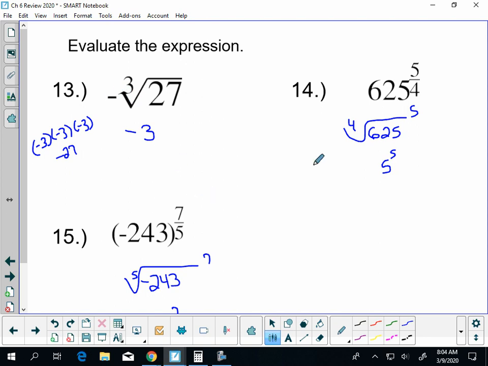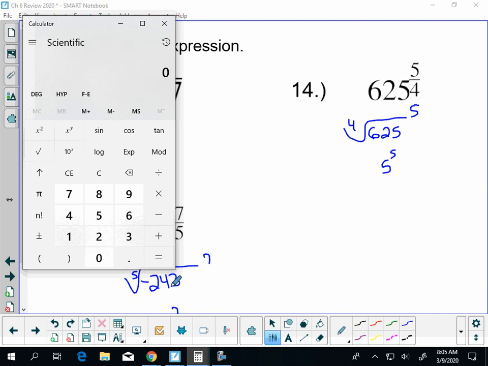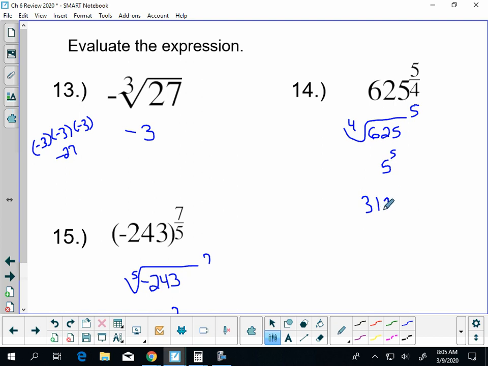On number 14, my index is 4, so that's what goes on that little number outside the radical. My base is 625, and I'm raising it to the 5th power. If you don't know how to do that, you could always use a calculator. Let's see if I can bring mine up real quick. And do a factor tree on that, and you get 5 to the 5th. It's going to give me 3,125.